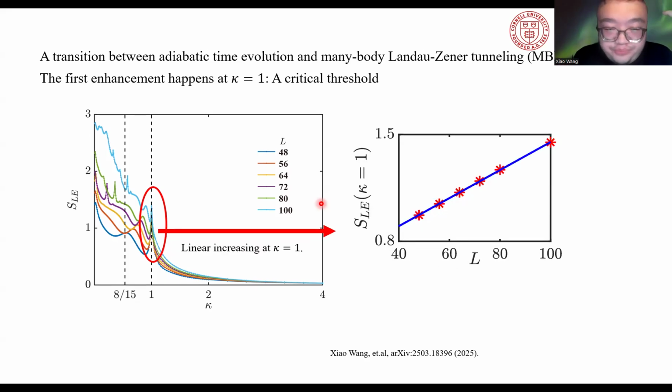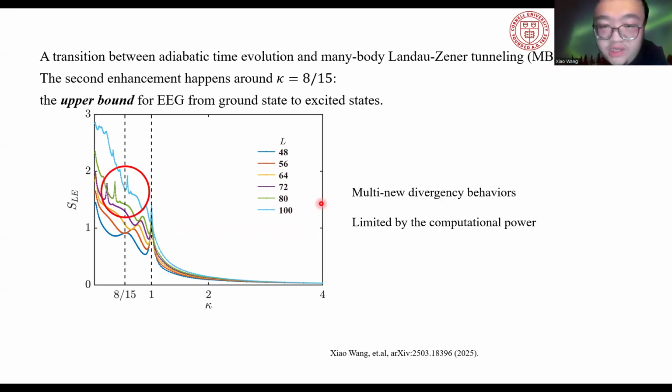And also, exactly at this critical point, this quantity grows linearly, which suggests that exponentially many more eigenstates contribute to the initial state during the time evolution process, which also satisfies our predictions for the quantity itself. And below the upper bound of kappa equals 8 over 15, there are much stranger behaviors for this quantity. But due to the limits of computational power, we did not detect this data in great detail.